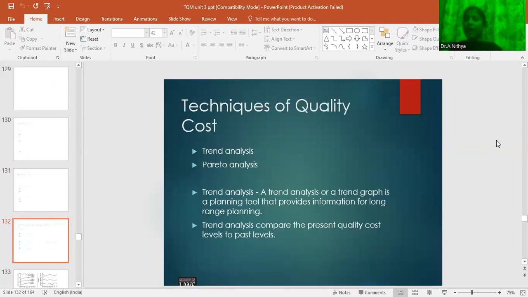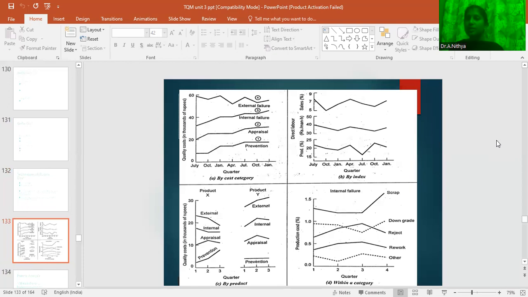We have two techniques for analyzing quality cost: trend analysis and Pareto analysis. Trend analysis means comparing the present quality cost level to the past level. Trend analysis is otherwise known as a trend graph. It is a planning tool that provides information for long-range planning. So this is the diagram for trend analysis.